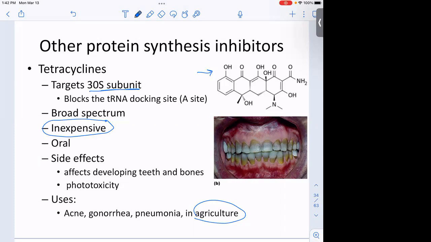This is a drug that can be given orally, okay, so pill form. It has a very distinct side effect though. It affects growing bone and teeth. So here's some discoloration that it's caused. So for that reason, we don't ever give tetracyclines to children or pregnant women.